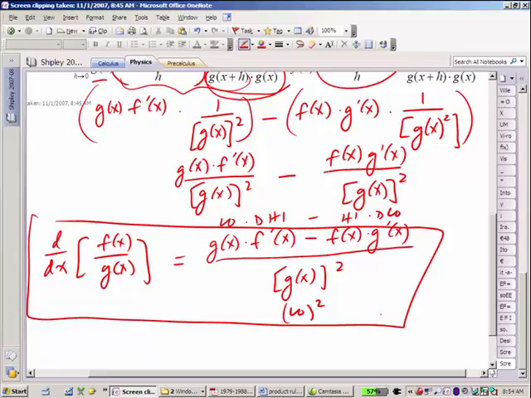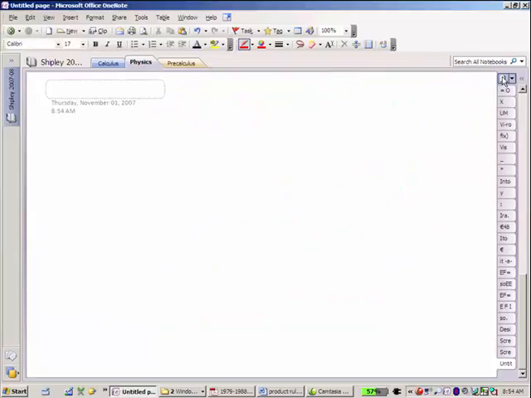Let's do a million examples. What do I need to do? Make sure you don't mix up low d high when you say that. Low d high minus high d low all over low squared. Let's see.